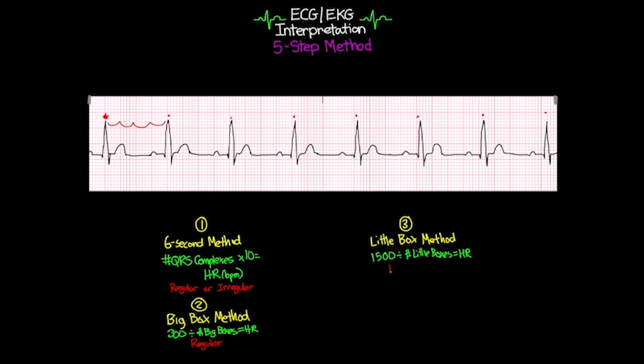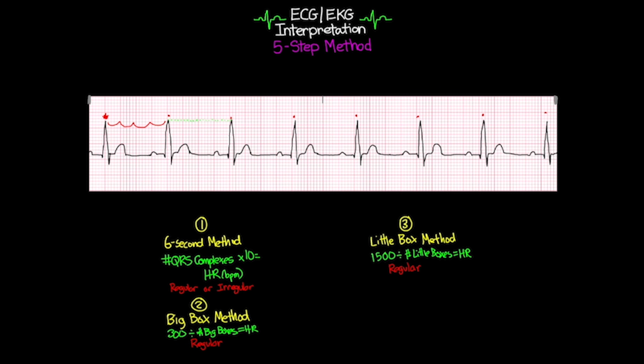Now, just like the big box method, this one is only going to be able to be used on our regular rhythms. And this method is really best for our fast rhythms where you're not having to count a whole bunch of these boxes. But just to make the point of having a little bit more accurate heart rate, I'm going to go ahead and count these out for you guys. And we're going to start from our second QRS complex.